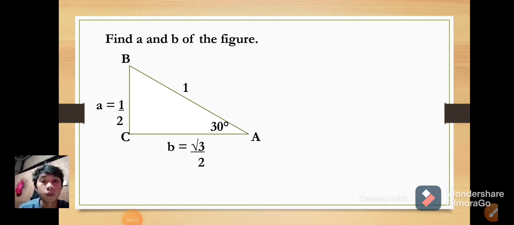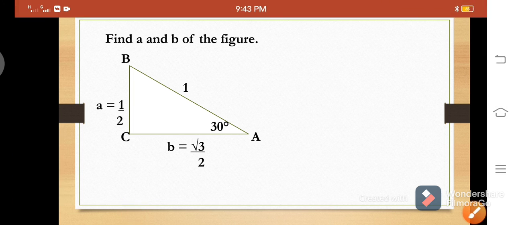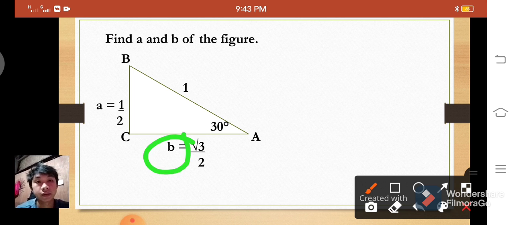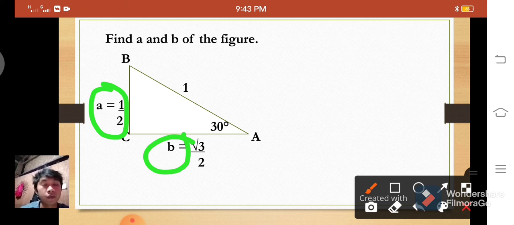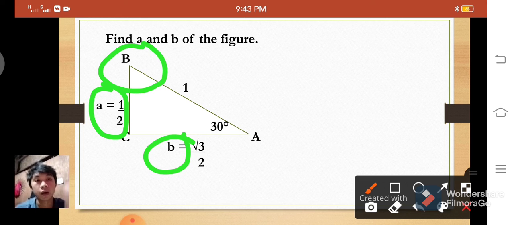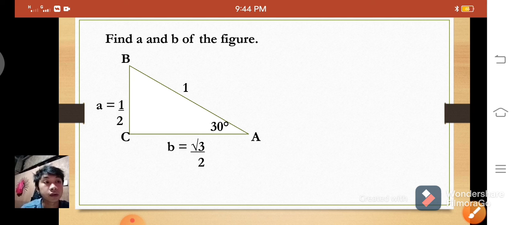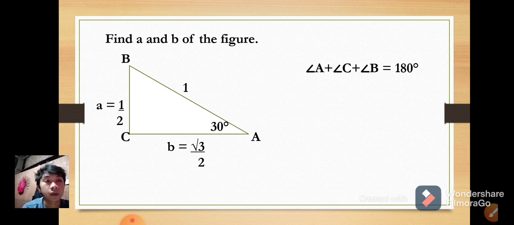Then we already found the value of our side B and side A. And now we will find the value of our angle B. The sum of the interior angles of a right triangle is 180 degrees. So we make use of this equation: angle A plus angle C plus angle B is equal to 180 degrees.